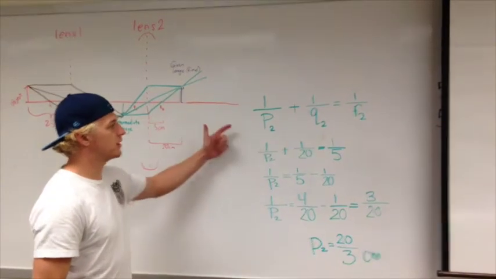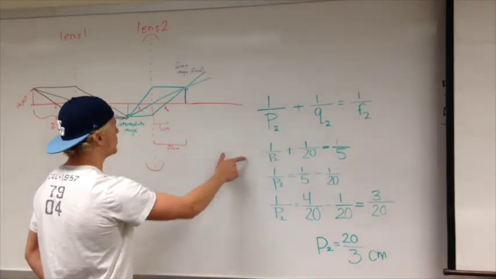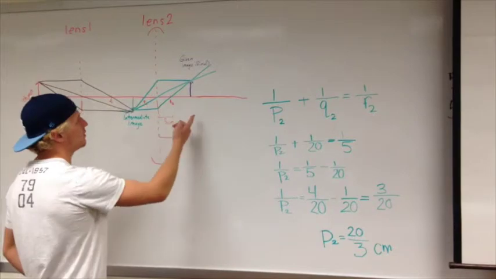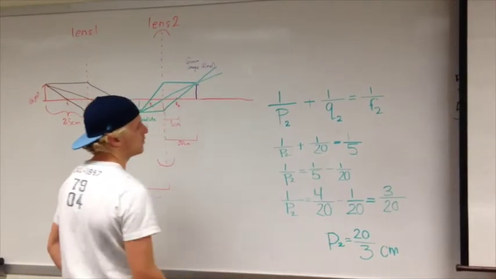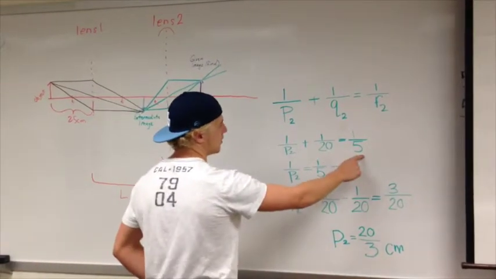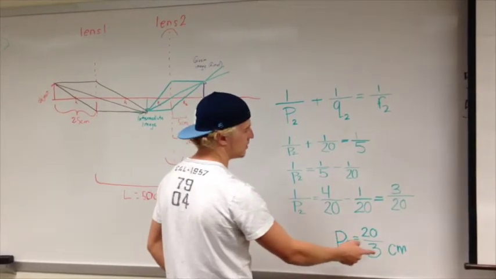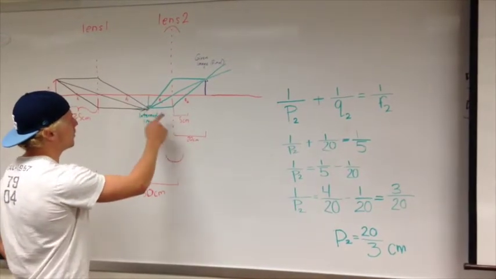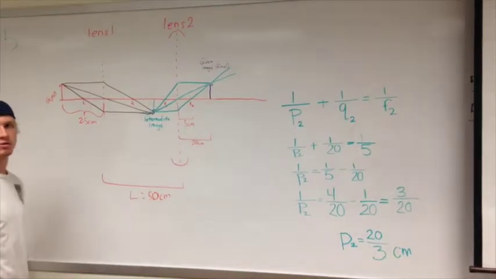Alright, so the first calculation we have to do is calculate P2. And so using this equation, we plug in a few numbers from the diagram. First, we're going to plug in Q2. We were given that the image is 20 centimeters to the right of lens 2, so we plug in 20 here. And we were given that the focal point of lens 2 was 5 centimeters, so we plug 5 into F2 here. And going through the math, we get P2 is equal to 20 over 3 centimeters. And that indicates this distance right here from lens 2. And we will use this to calculate F1 in the next calculation.